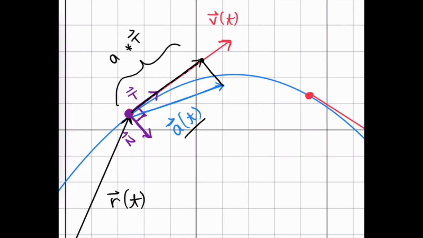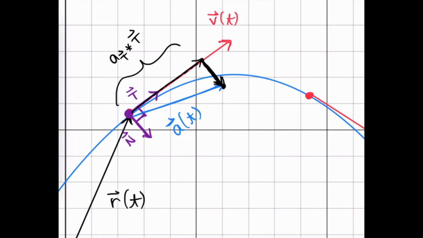And the name of the scalar multiple that we're using is called the tangential component of the acceleration vector. Now let's do the same thing in the direction of the unit normal vector. We're going to want to stretch this unit normal vector out so that it is long enough to complete this right triangle here.